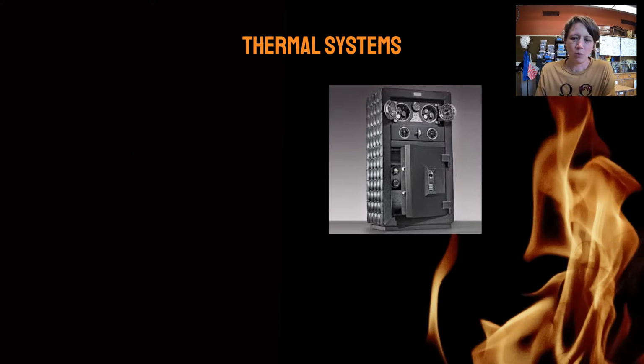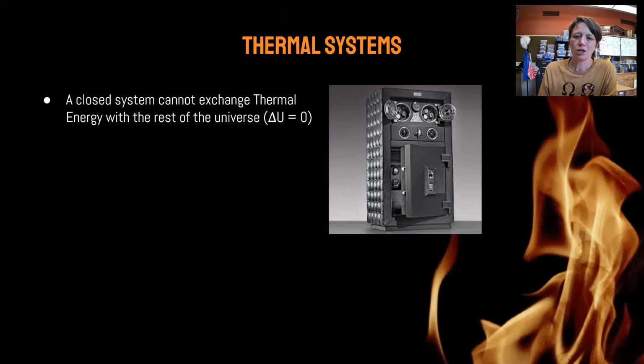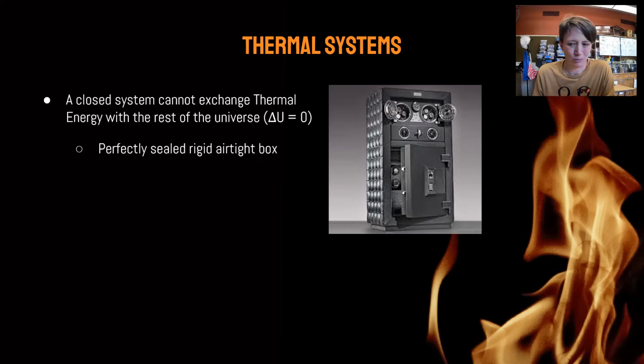So let's talk about what we mean when we talk about open and closed thermal systems. A closed system is a system that is not exchanging thermal energy with the rest of the universe. Another way to look at this is delta U, or the change in the thermal energy in the system, is 0.